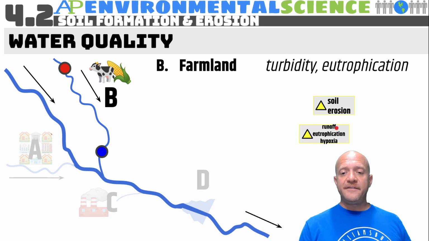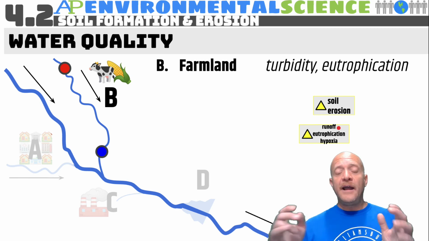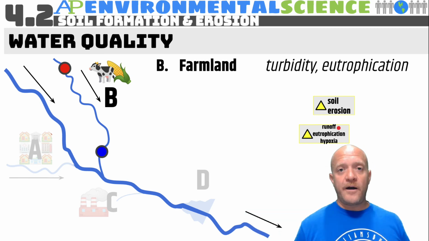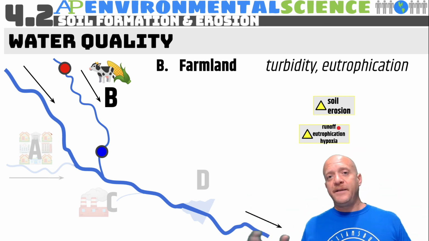And we're also testing for the impacts of eutrophication, which, remember, is runoff, and then eutrophication, which is the nutrients being added to the water, the algal bloom, the algae dying, decomposing, and then hypoxia because all of the oxygen is used up.